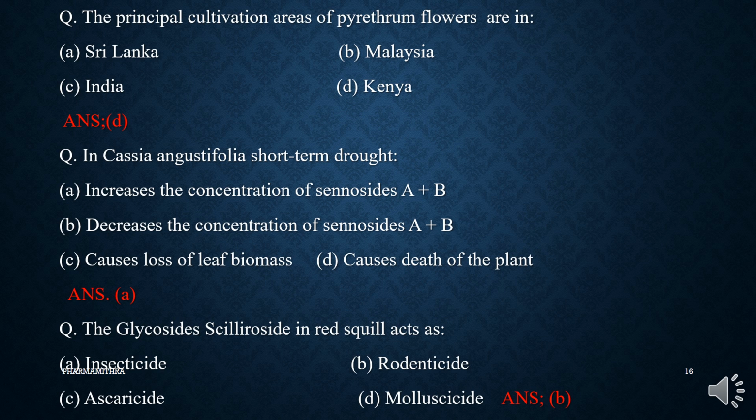Next question, in Cassia angustifolia, the short-term drought is due to the increased concentration of sennoside A and B. In case of short-term drought, there is an increase in the concentration of sennoside A and B, whereas long-term drought may result in severe loss of leaf biomass. So option A is the right answer.